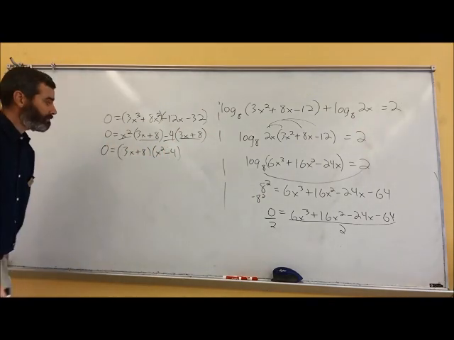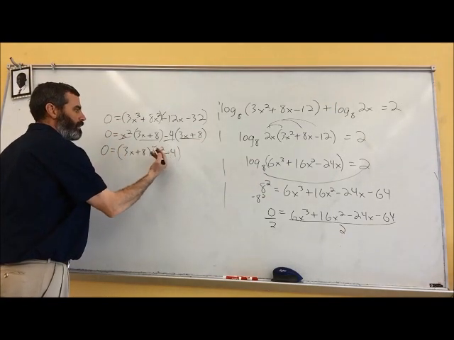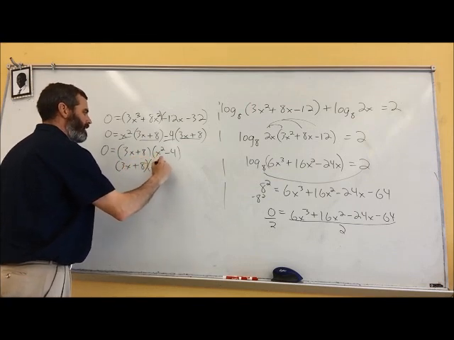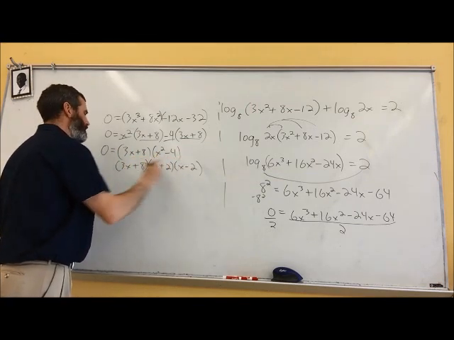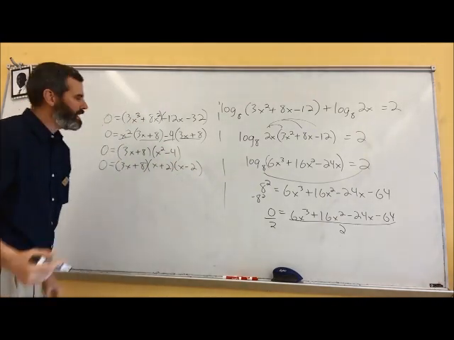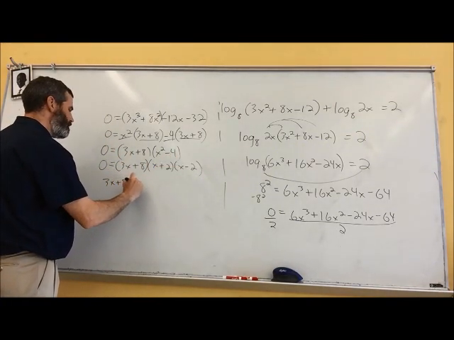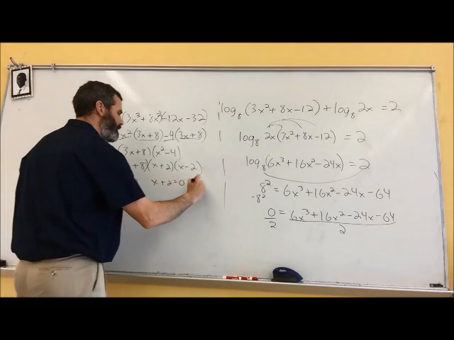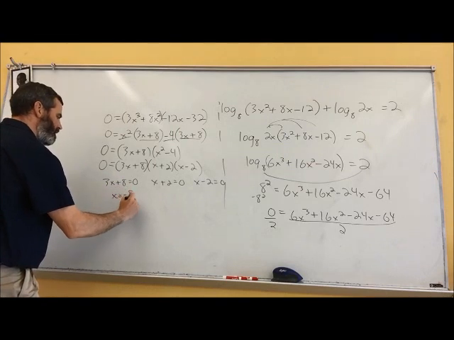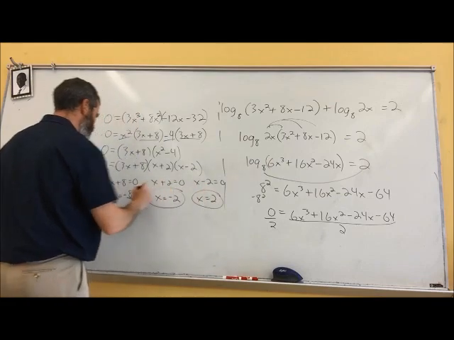0 equals that. Factored completely, this is a perfect square minus a perfect square, so let me factor that completely. It's going to factor to x plus 2, x minus 2. Now I have 3 factors. Zero product property says I can set the 3 factors equal to 0. So I get 3x plus 8 equals 0, x plus 2 equals 0, x minus 2 equals 0. x equals negative 8/3, x equals negative 2, and x equals positive 2.